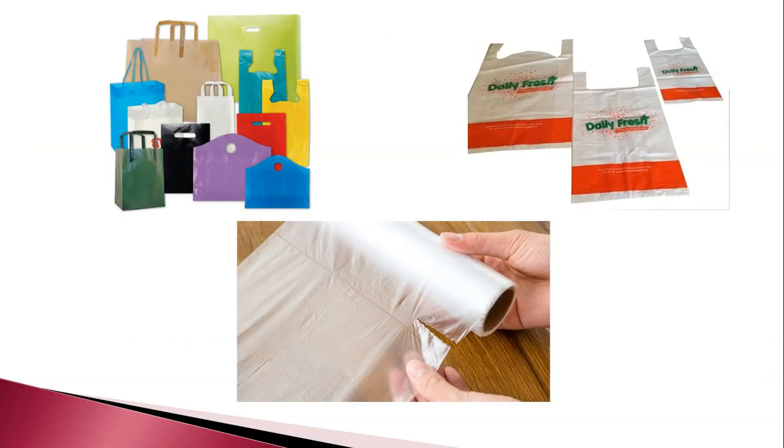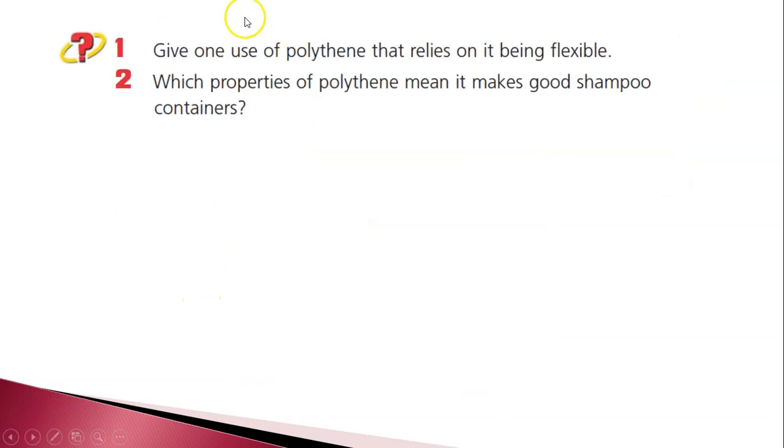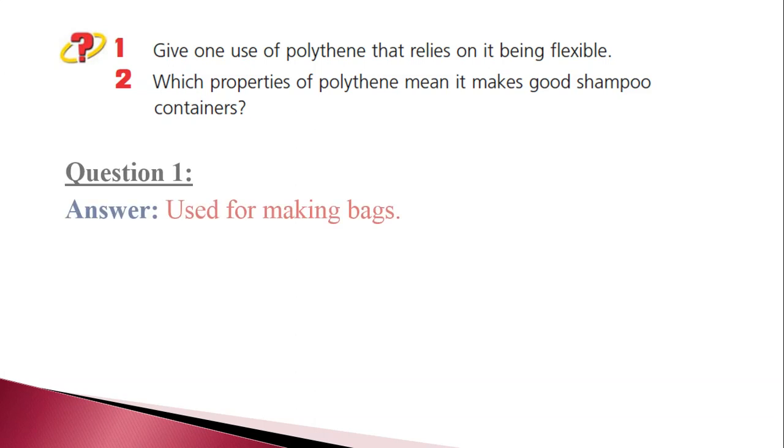These are the materials made of polythene. We see all these things in our everyday life, right? Give one use of polythene that relies on it being flexible. I have showed you so many things made of polythene. Can you tell me one example that depends on the property that it is flexible? Of course, it is used for making bags. You know that you can fold the covers. It is flexible, right? So it's used for making bags.